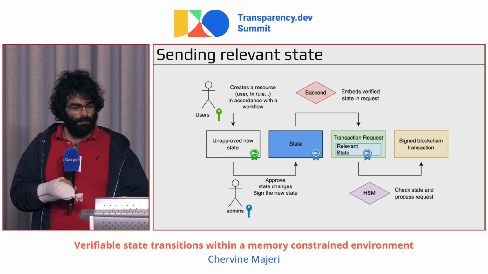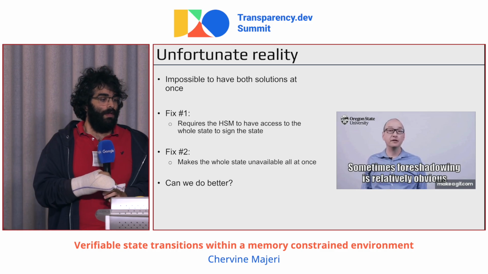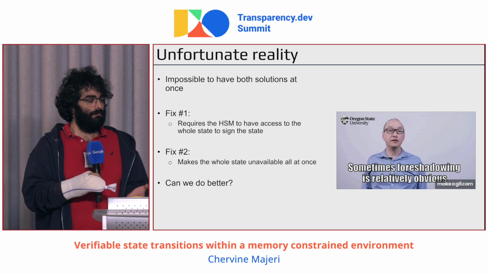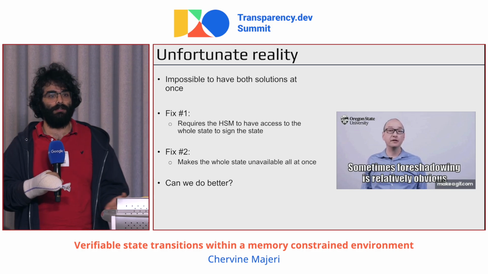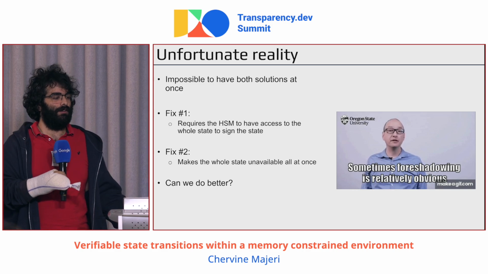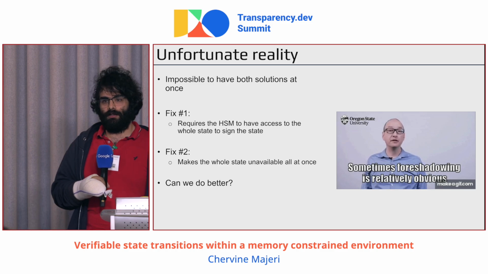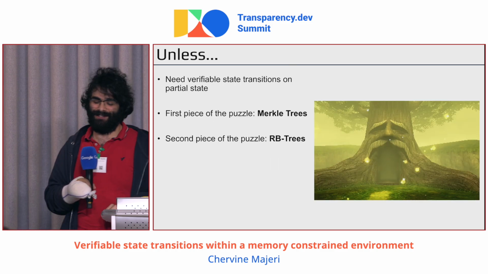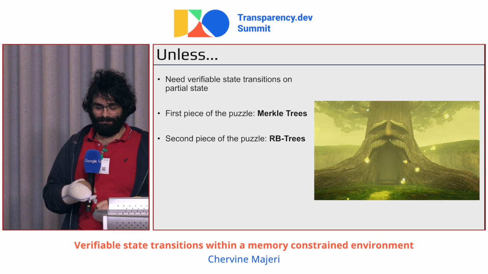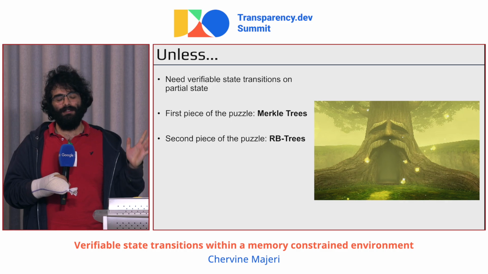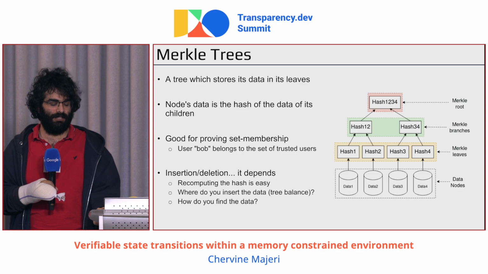Now, we're trying to solve 2 problems that are kind of contradictory in nature. Our first fix was like, OK, so the HSM signs the new state. So clearly, it needs to have access to the state. And our second fix was like, hey, we never actually give the HSM the full state. So how do we actually fix that? Well, you know the answer. It's been the answer for the past 24 hours. Merkle trees, yeah. But not only Merkle trees, because Merkle trees have a very tricky limitation.